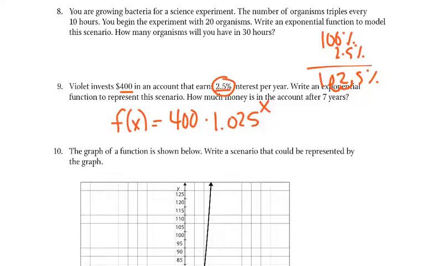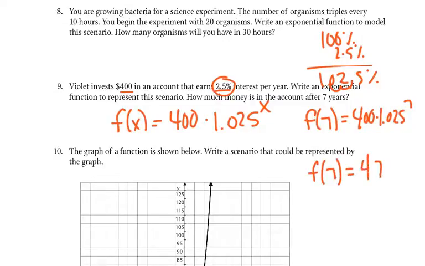So how much would we have after 7 years? So f of 7 would equal 400 times 1.025 to the 7th, which I would just type into a calculator, because 1.025 to the 7th is like 1.188685575. You know, it's crazy. So just type it in a calculator, and we get, now we're dealing with money, so we need to round to the nearest hundredth, $475.47. Okay, and there we go.